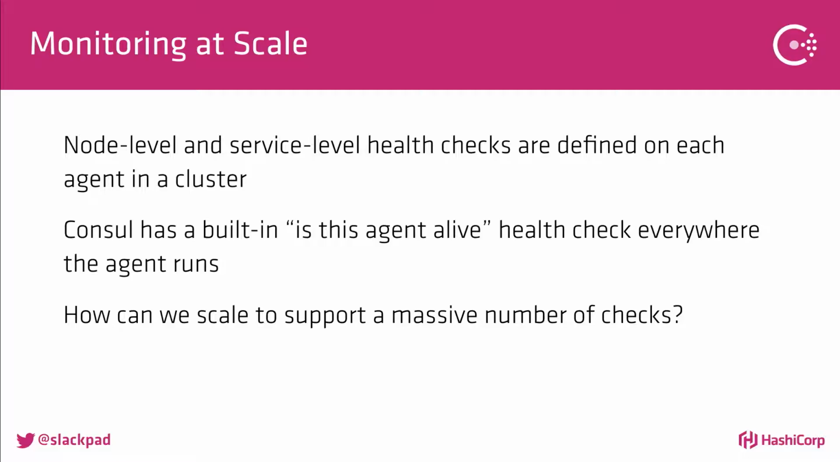But how do you do monitoring at that scale? Because you're running potentially host level checks, so you're trying to check disk space and CPU or whatever on all that fleet of machines, and then each of the machines can have hundreds of services running on them that all may have checks running against them. We have sort of a built-in, is this agent alive check, and we'll talk about how that works. So how do we scale that?